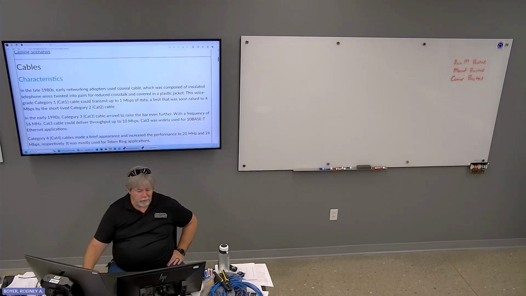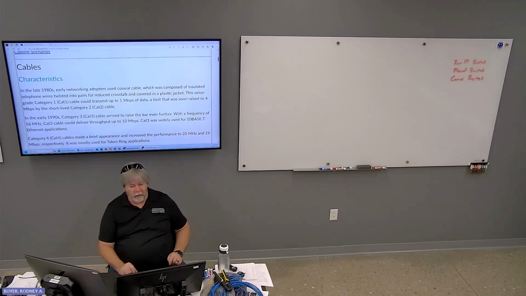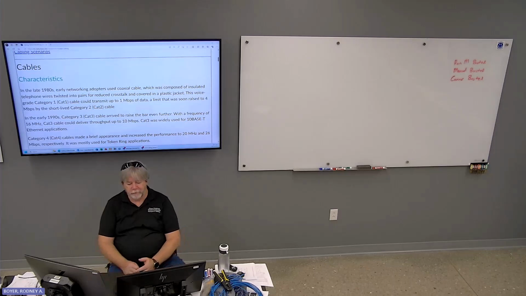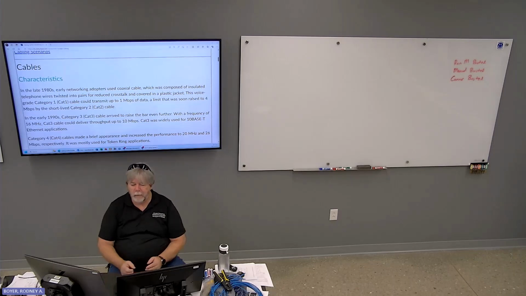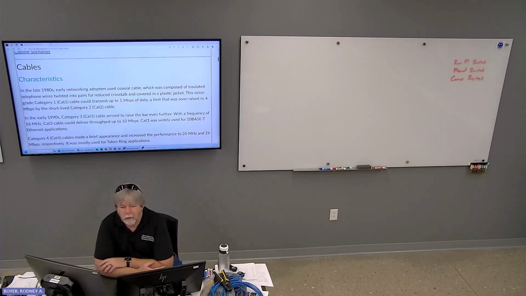Back in the 80s, you always remember that, right, Drew? Early networking adopters used coax. Yeah, the coax cable actually used what they call vampire connectors.